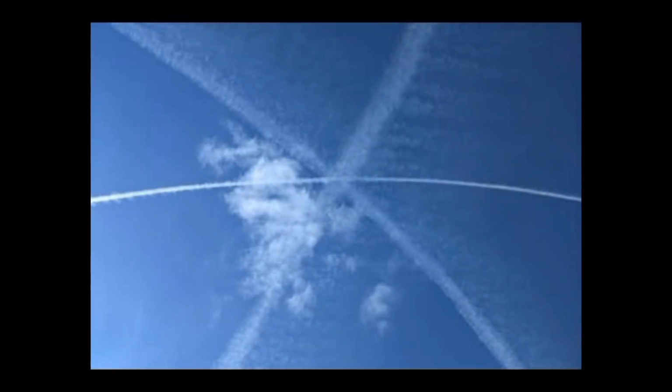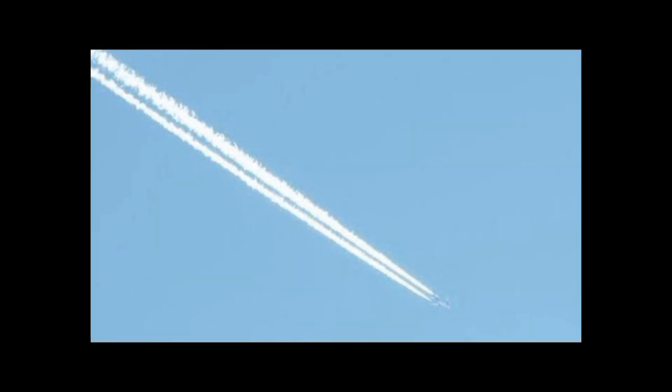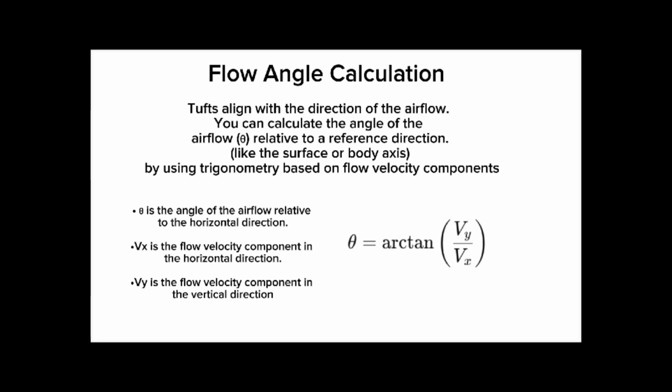Smoke is used to visualize the flow that is away from the surface of the model. Smoke can be used to detect vortices and regions of separated flow. Tufts align with the direction of the airflow. You can calculate the angle of the airflow, theta, relative to a reference direction like the surface or body axis, by using trigonometry based on flow velocity components. Theta is equal to the arctangent of Vy divided by Vx.